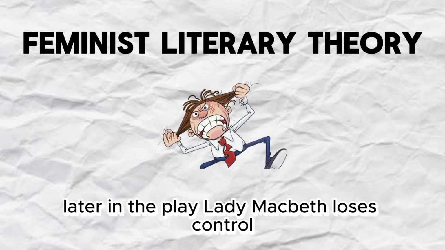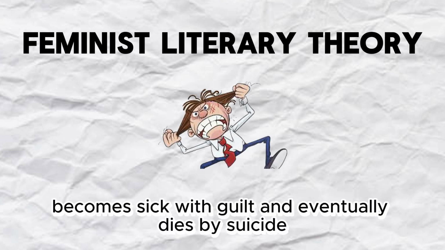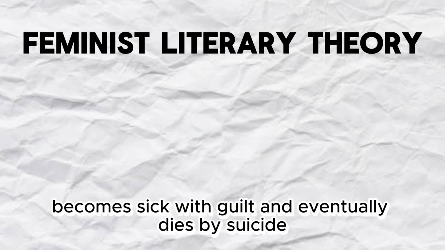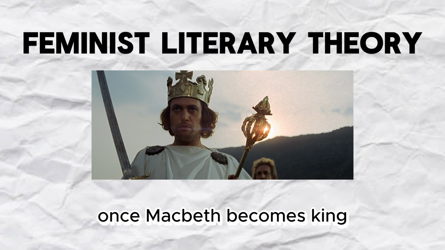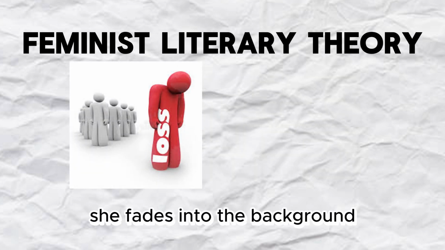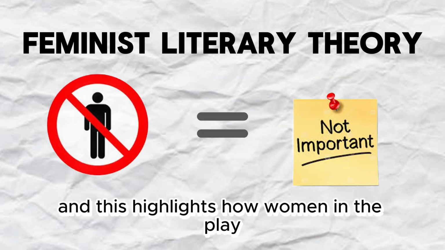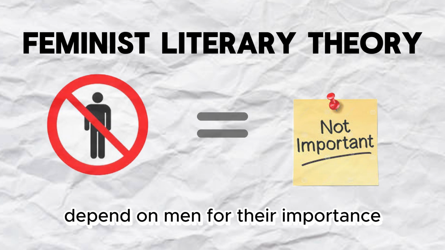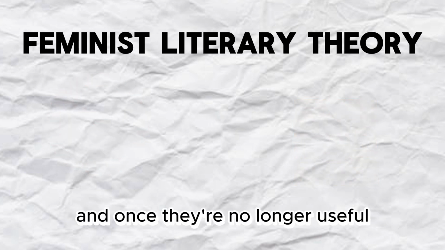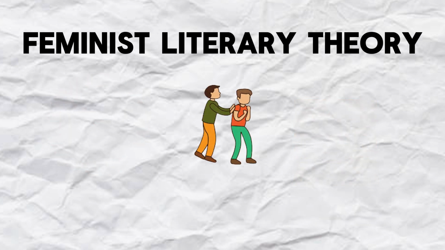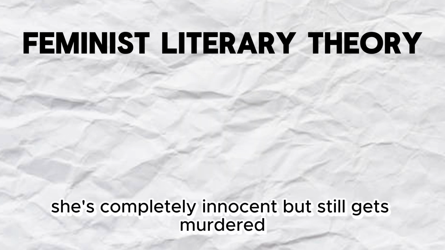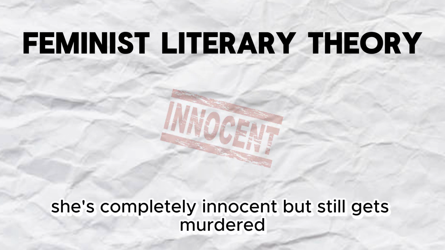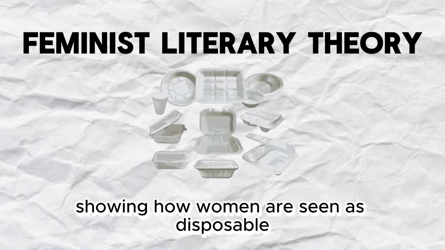Later in the play, Lady Macbeth loses control, becomes sick with guilt, and eventually dies by suicide. This shows that her power was temporary and only existed through her husband. Once Macbeth becomes king, she fades into the background, and this highlights how women in the play depend on men for their importance, and once they're no longer useful, they're pushed aside. Lady Macduff is another important example. She's completely innocent, but still gets murdered, showing how women are seen as disposable.